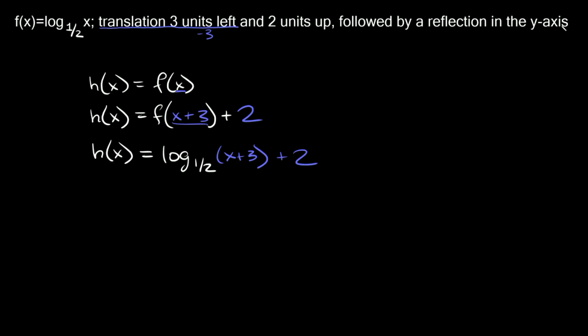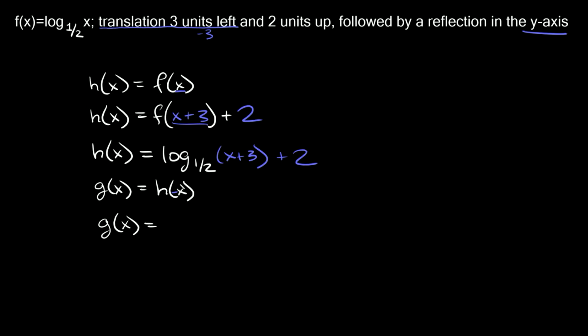Now let's go on to the second transformation. So for that, we're going to again say that g of x is equal to h of x. And we're going to apply the second, or the last, transformation to h of x, right? So we're going to say that g of x is equal to, it says followed by a reflection in the y-axis. So to reflect something in the y-axis, you have to make the x negative in here. So we're going to say negative x like that.